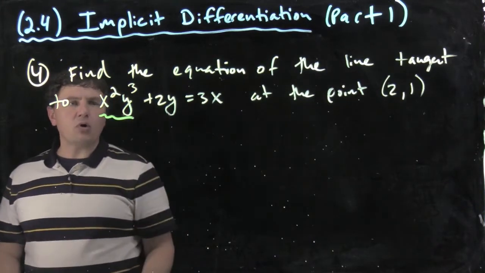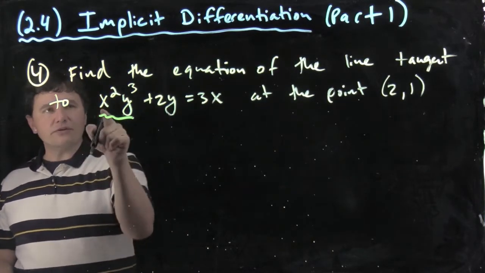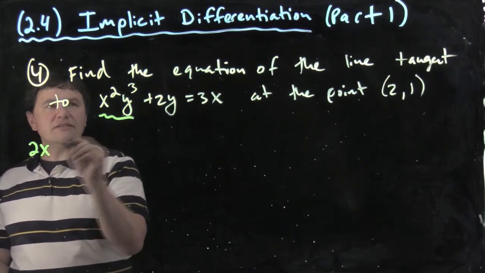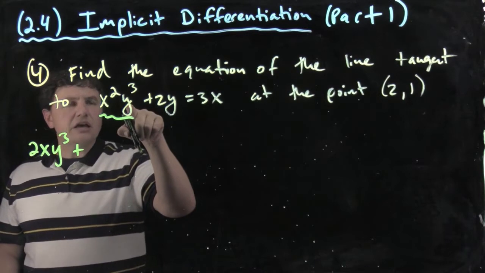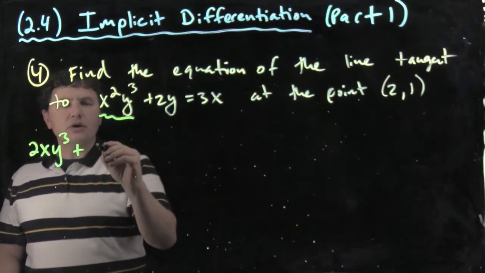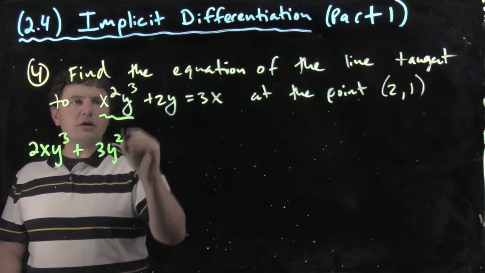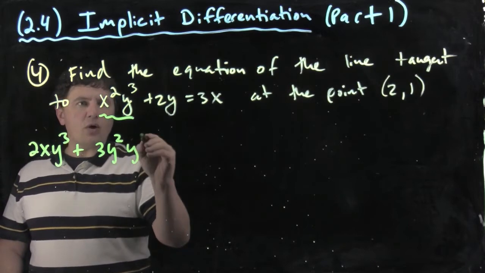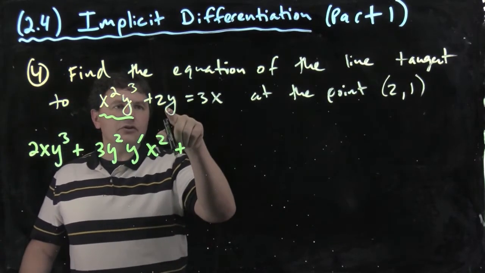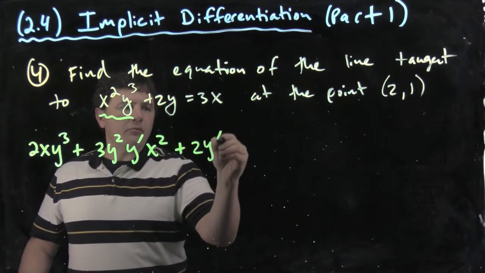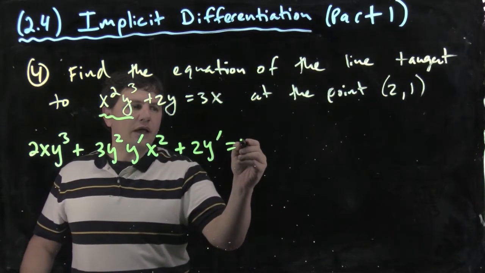I want to point out that is product rule. So let's take the derivative of x squared. That's going to give us 2x. Copy down the y term. Plus, now we're going to switch it. So take the derivative of the y term. That'll be 3y squared. And then because of chain rule, that'll be y prime. Copy down the x squared. Plus, derivative of 2y will be 2 y prime is equal, and then 3.